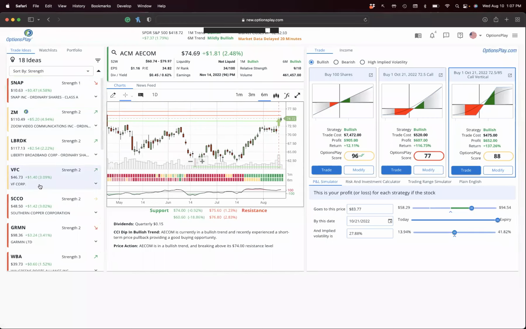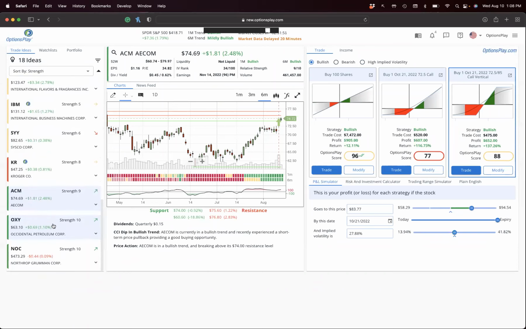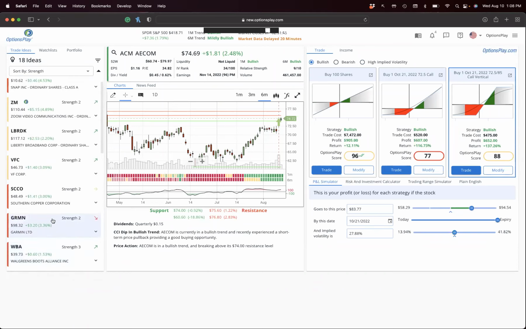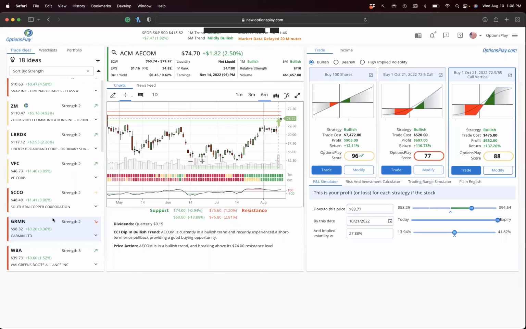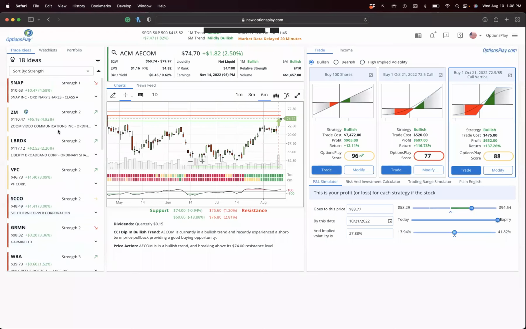But visually, without having to pull up a chart, without having to know anything about the stock, I can quickly get a sense out of these 18 ideas which stocks are weak in the markets and will likely continue lower, which stocks are strong and likely continue higher, and vice versa, some of the reversals. And we'll talk about what that looks like here in a second.